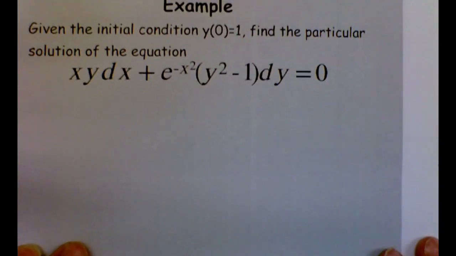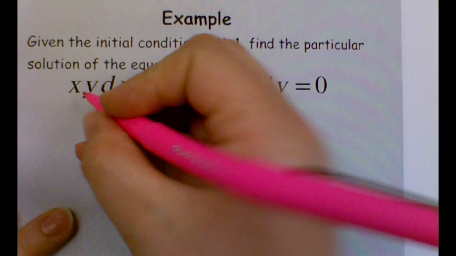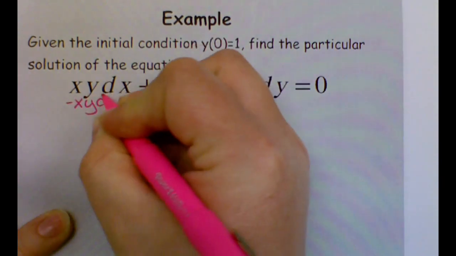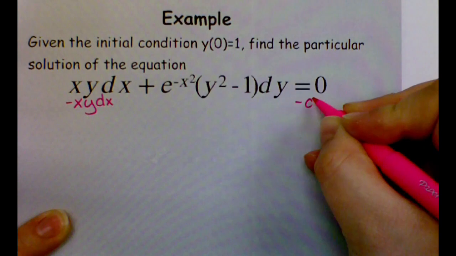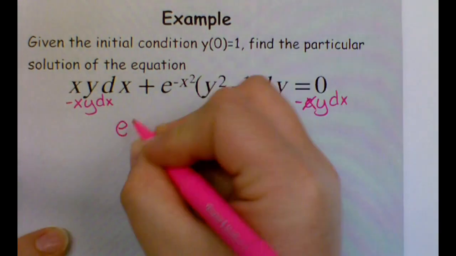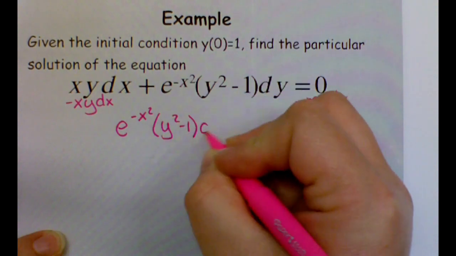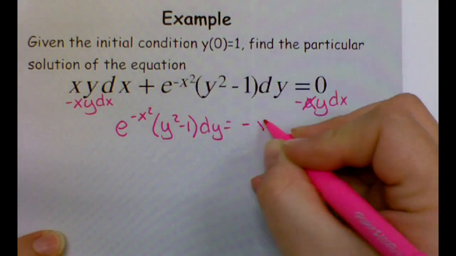All right, we have an initial condition this time. y(0) equals 1. We'll find the particular solution of this equation. We want to start by getting our x's and dx on one side, our y's and dy on the other. So I personally would subtract xy dx over to the other side. So e to the negative x squared power times (y squared minus 1) dy equals negative xy dx.